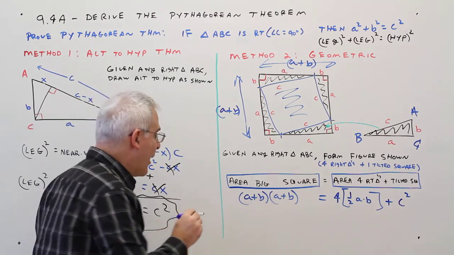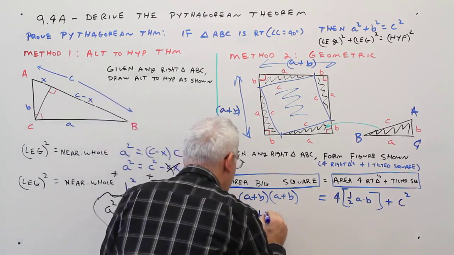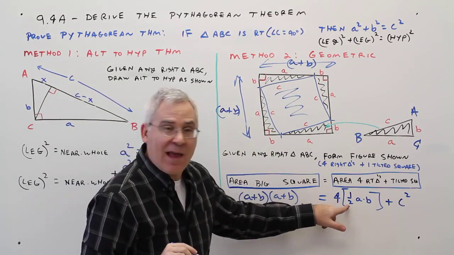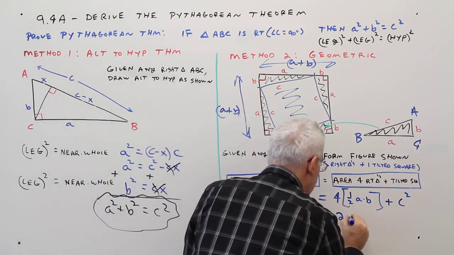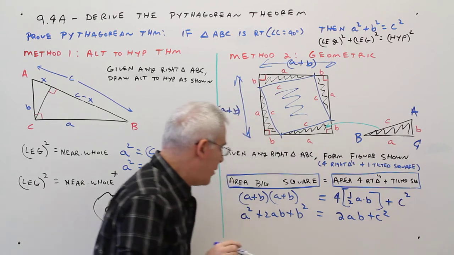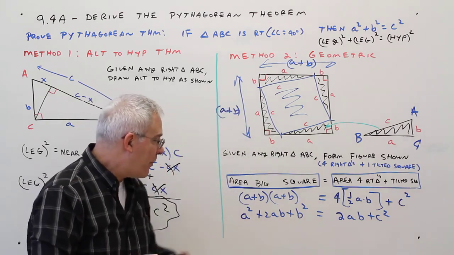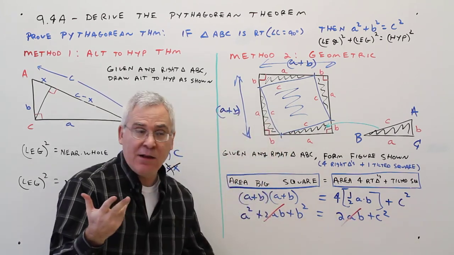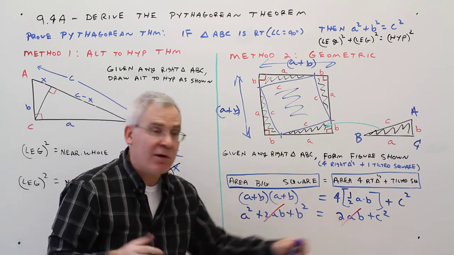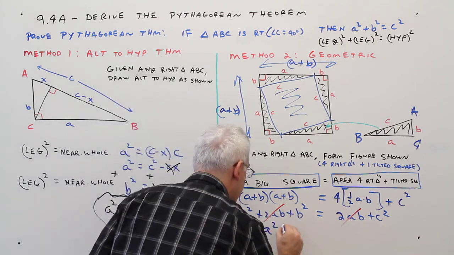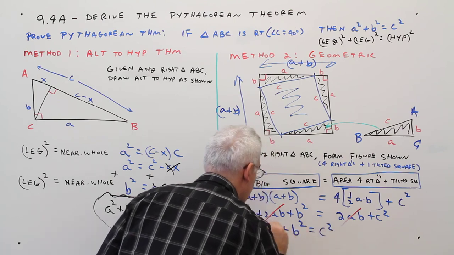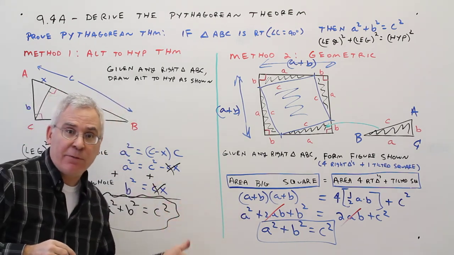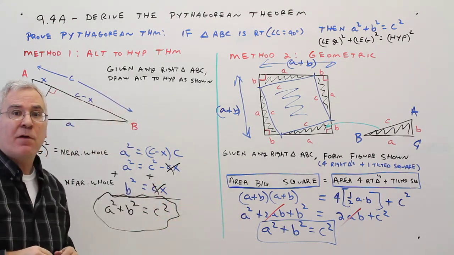Let's just FOIL this out. We would get a squared plus 2ab plus b squared. 4 times 1/2 is 2, so 2ab plus c squared. Hopefully you can see what I'm going to do next. I'm simply going to subtract the 2ab from each side. And once again, I get a squared plus b squared equals c squared. So it's an elegant theorem, simple to use, simple to derive. So there you have it, 2 proofs of the Pythagorean theorem.